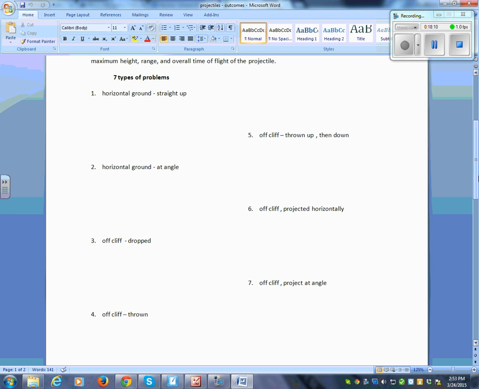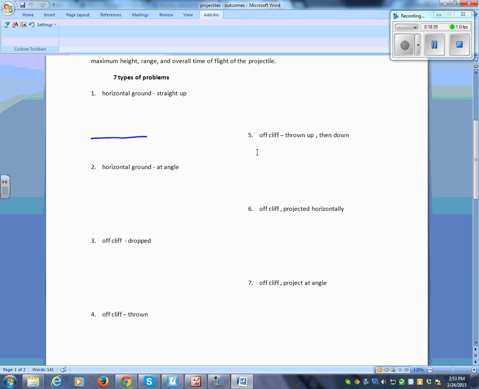Well, I think it's actually easy because there are different types of problems, but it's all really just applying slightly different logic to different situations. It's all boiling down to projectiles, which have many things in common. Let's talk about the 7 types of problems. So there's horizontal ground straight up. You've done that in grade 11 already.